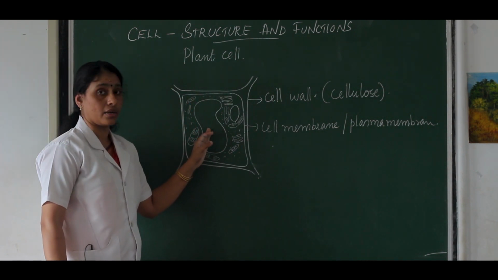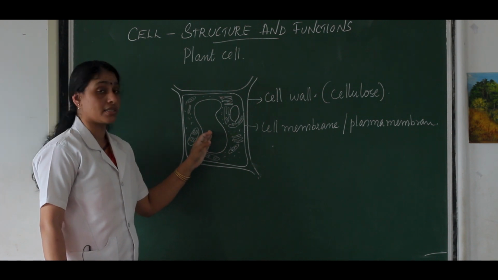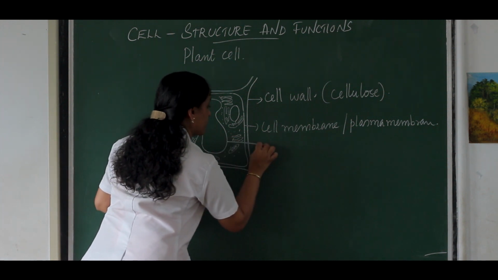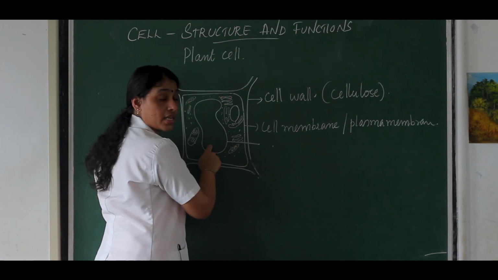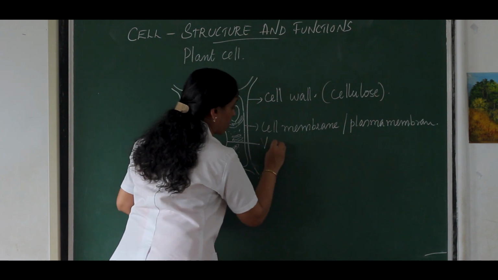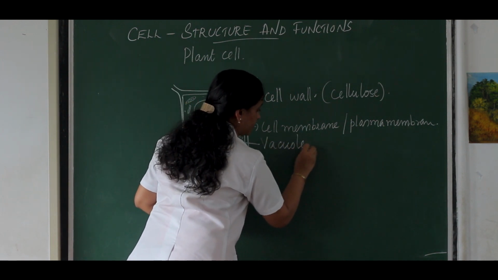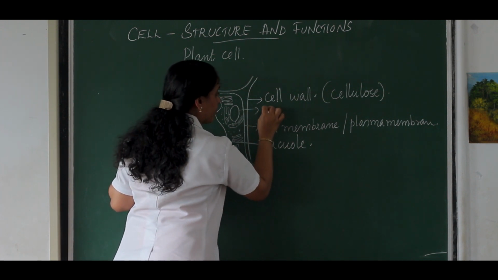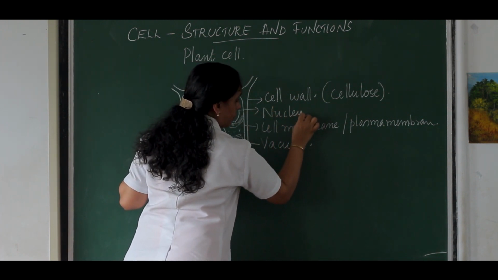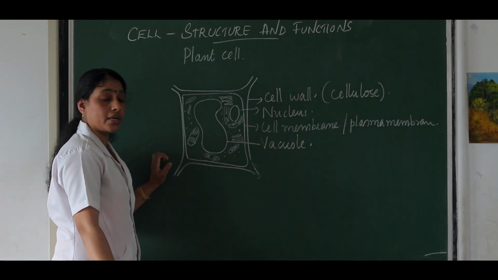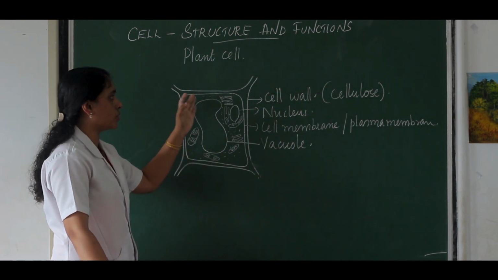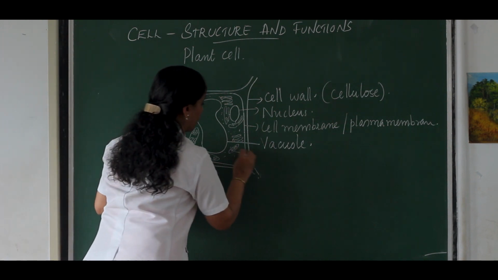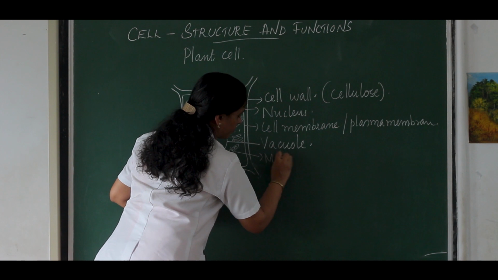Another difference that you can observe in the plant cell is the presence of a large vacuole in the center. And the nucleus can be seen very near to the periphery, or near the corners of the cell. Okay. And another cell organelle is called mitochondria.